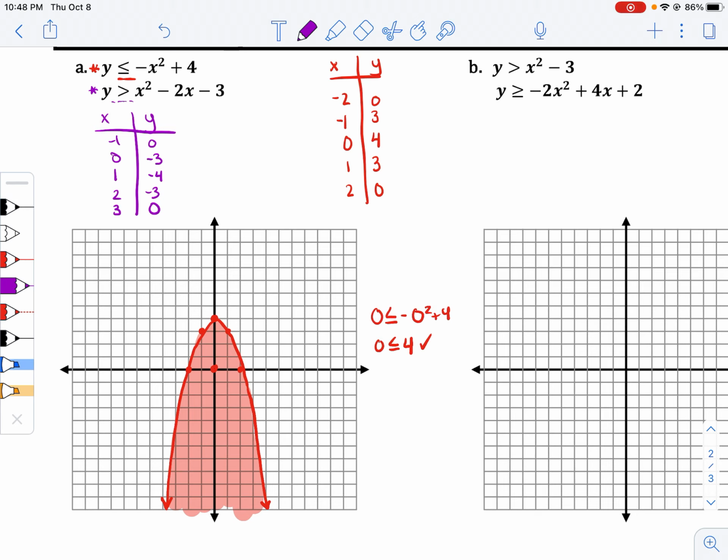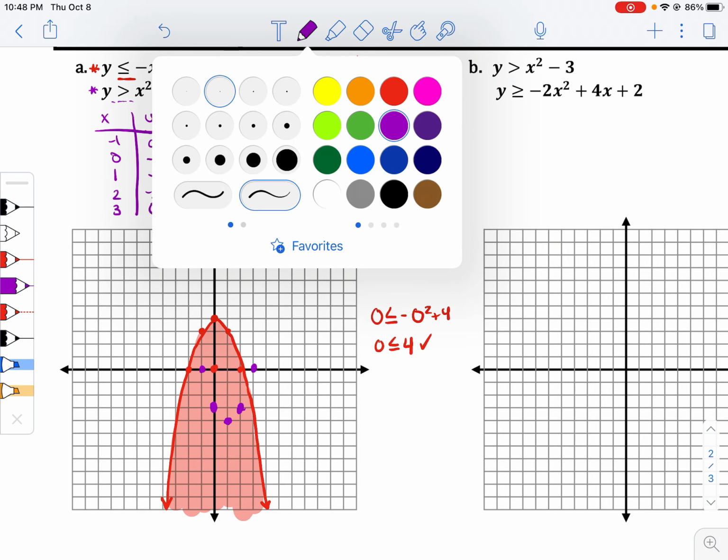The second graph then, I'm going to plot my points. So at 1, we're at negative 4. At 2, we're at negative 3. At 0, we're at negative 3. At negative 1, we're at 0. And at 3, we're at 0. This is a dashed line, so let's go ahead and make this dashed, a little thicker.